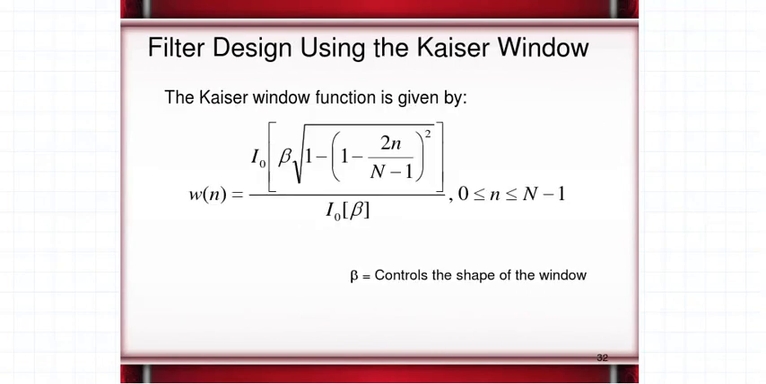Another important window, friends, is the Kaiser window. The Kaiser window is said to be the best window among all the windows. Why is it so? Because it has an adjustable factor called beta. In this equation, there is one factor called beta. This beta is adjustable because it controls the shape of the window. You can vary the shape of the window in the case of the Kaiser window, which is not possible in any other window.